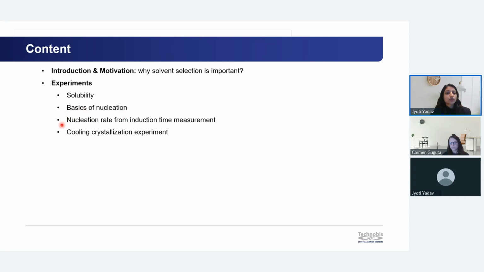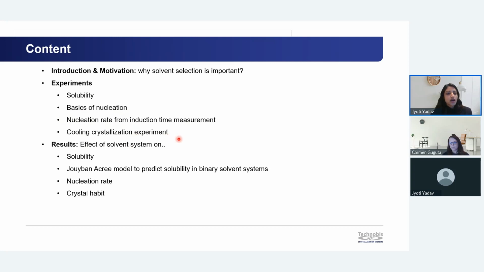Then, of course, how to determine the nucleation rate from induction time measurement using the Crystal16 instrument. Then a cooling crystallization experiment to see the effect of solvent and solvent composition on crystal habit. After that, we will come to results, where we will see the effect of solvent system on solubility. Then how we can use the solubility data to predict the solubility in binary solvent systems using the Jouyban-Acree model.